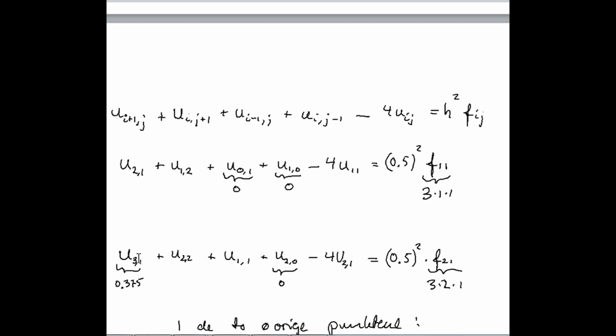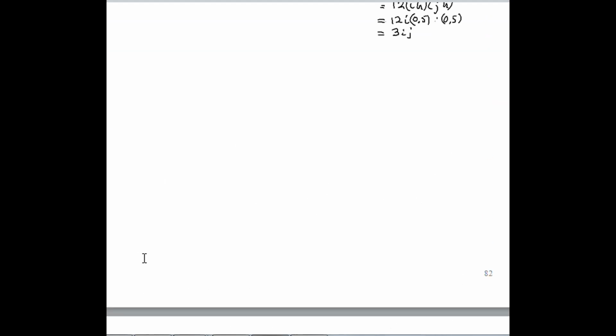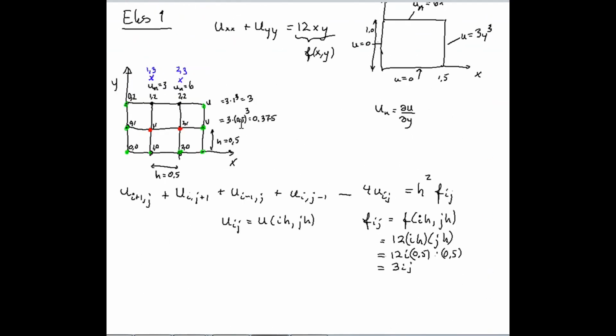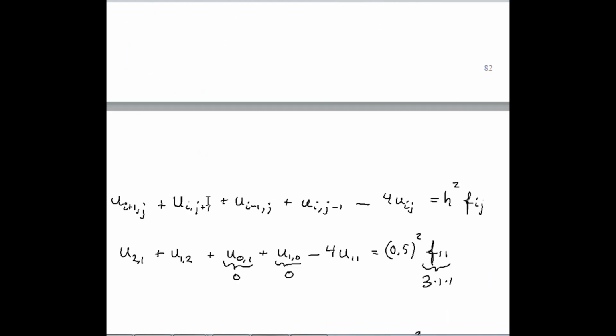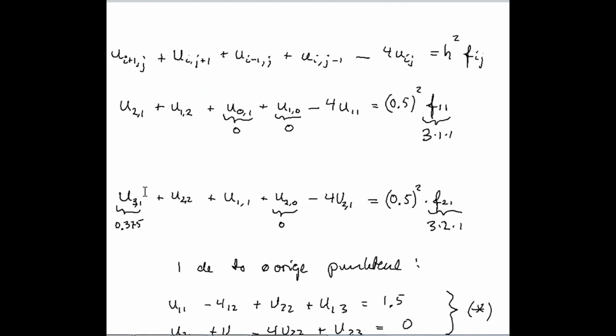This point u_31 is this point. So instead of writing this, we just put this number into the equation. So now we have 2 equations, but unfortunately we have 3 unknown quantities: u_21, u_12, and u_11. So we need some additional information.